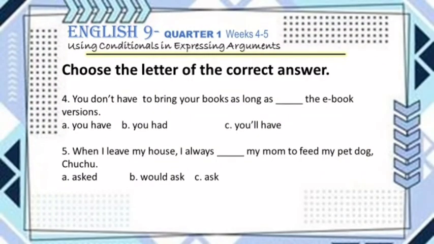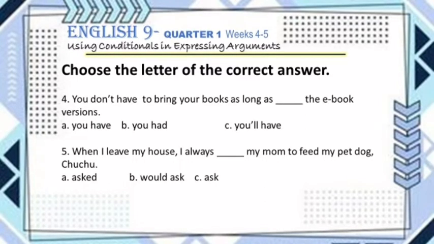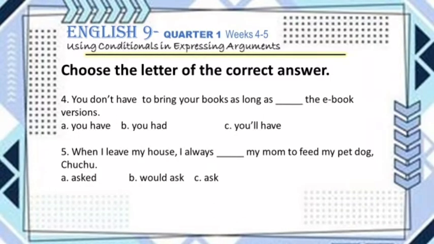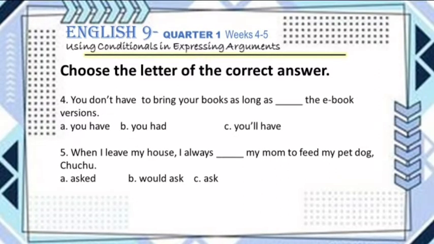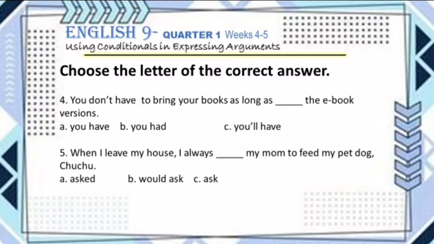Number 4. You don't have to bring your books as long as blank the ebook versions. A. you have, B. you had, C. you'll have. Number 5. When I leave my house, I always blank my mom to feed my pet dog Choo Choo. A. asked, B. would ask, C.